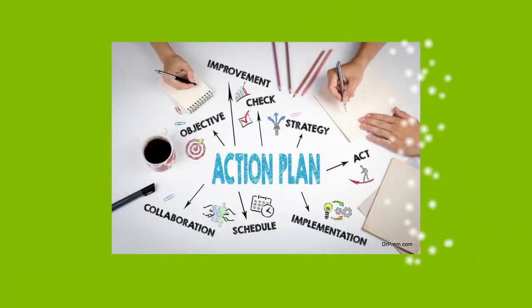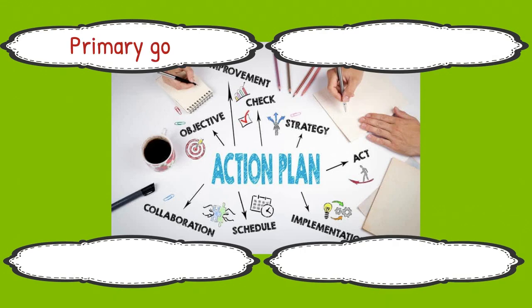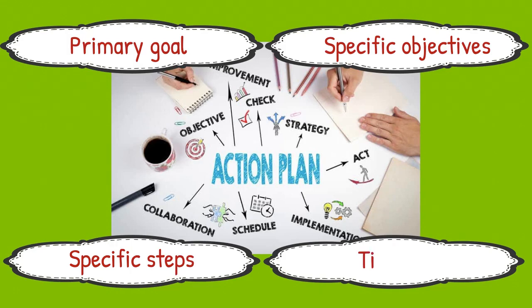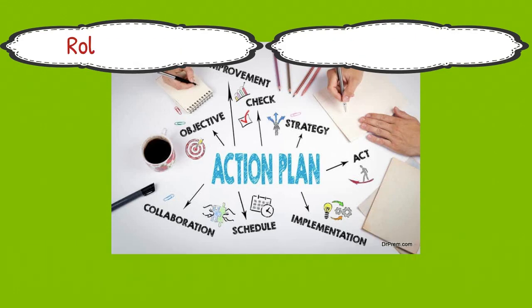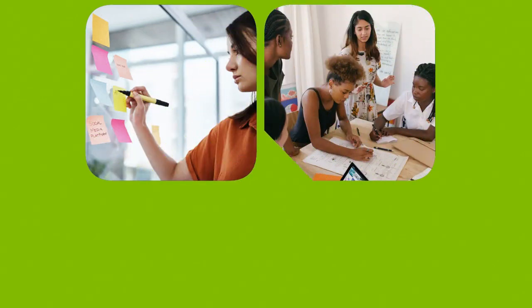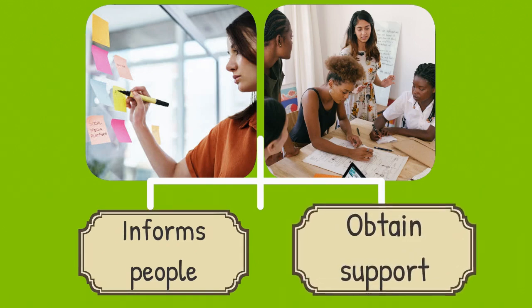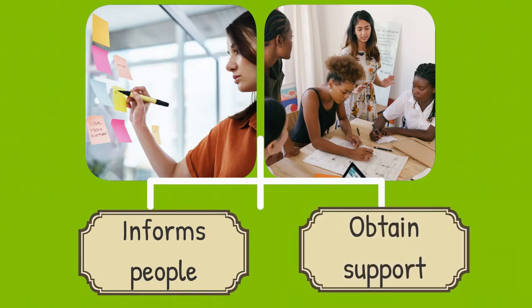The action plan should include the following information: the primary goal of the plan, specific objectives, specific steps to be followed, the timeline, roles of team members, and evaluation indicators or measures of success. Once the plan is developed, it must be communicated. Communication serves 2 purposes. It informs people what's happening and it obtains essential support, agreement, and commitment.